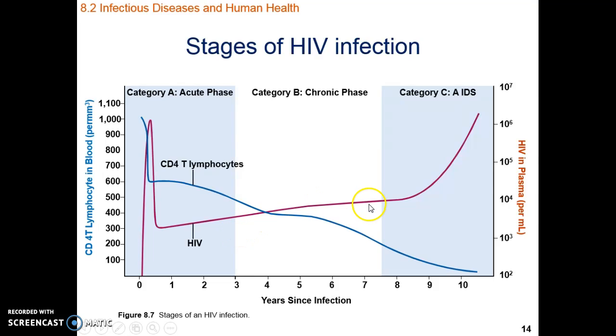Now, the chronic phase is when a person will start to get sick. Why? Because these helper T cells are starting to decline even further. And the helper T cells help the immune system to function properly. And without the proper functioning of the immune cells, you get sick. And then the final stage is AIDS, and that is when a person has virtually no helper T cells, and their immune system collapses.